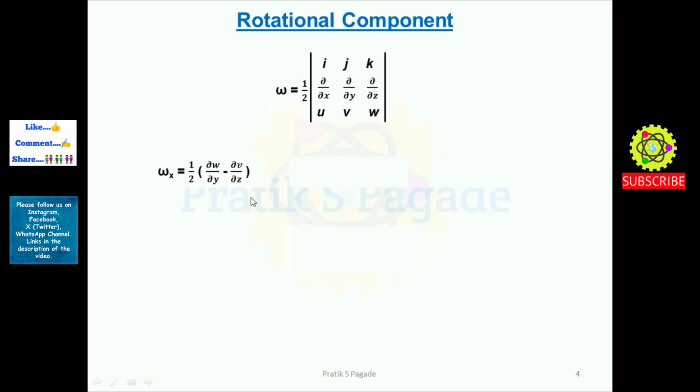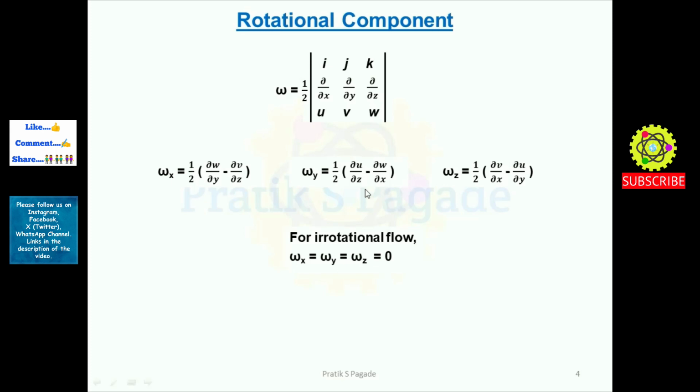Second, omega y is equal to half into bracket dou u upon dou z minus dou w upon dou x. Omega z is equal to half into bracket dou v upon dou x minus dou u upon dou y. The condition for irrotational flow is omega x equals omega y equals omega z equals 0. Then the flow will be irrotational flow.